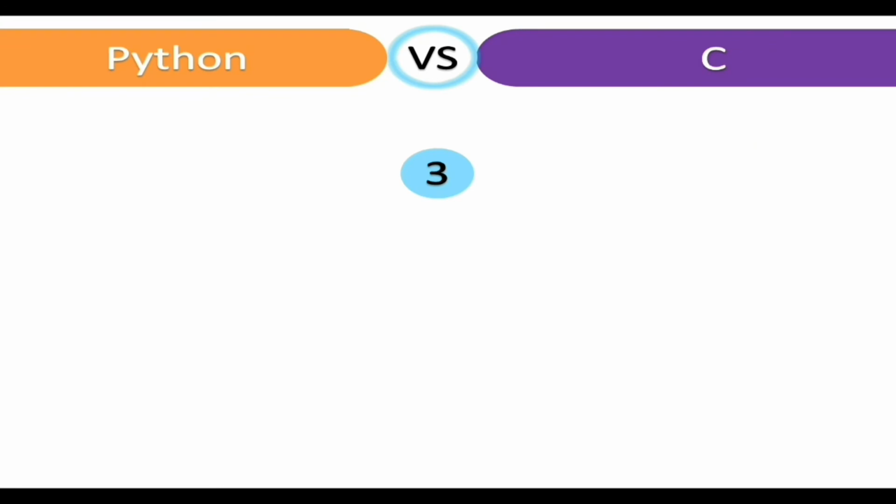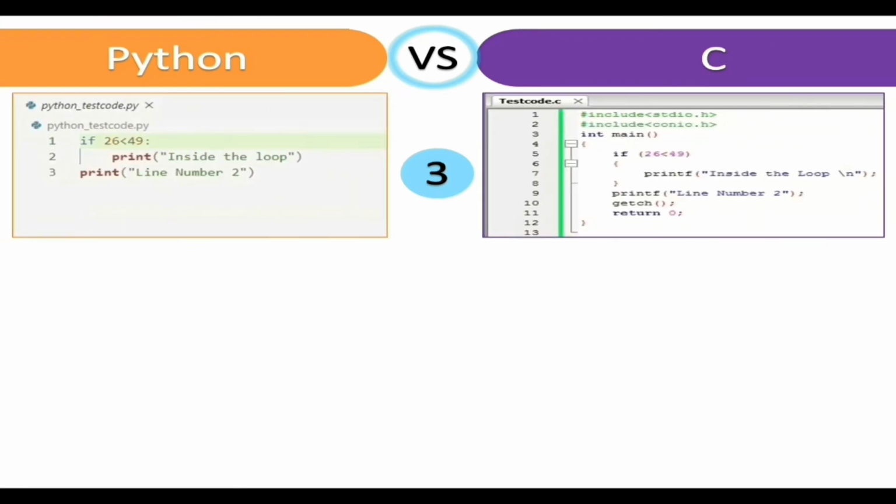Now the third point of difference is all about indentation. So what is it? In the C code example, the printf statement, which is written in line number 7, is enclosed within the parentheses from line number 6 to 8, and so it belongs to the scope of the if statement, because these parentheses define the scope of the code blocks.